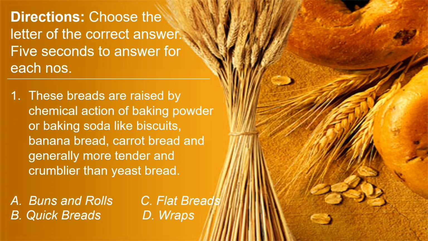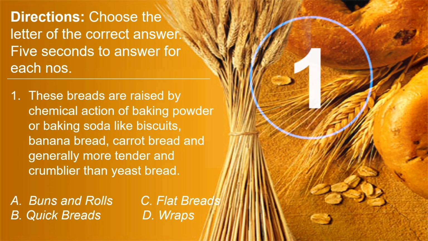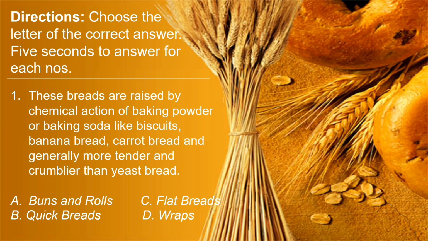These breads are raised by the chemical action of baking powder or baking soda, like biscuits, banana bread, carrot bread, and are generally more tender and crumblier than yeast bread. A. Buns and rolls. B. Quick breads. C. Flat breads. And D. Wraps. Timer starts now. Yes, the correct answer is B.